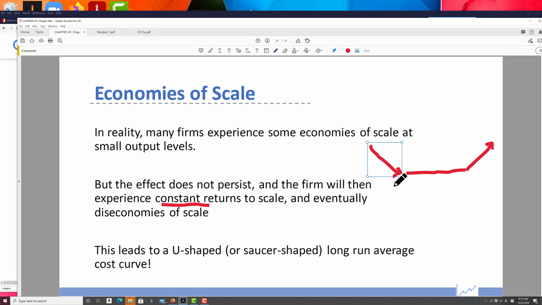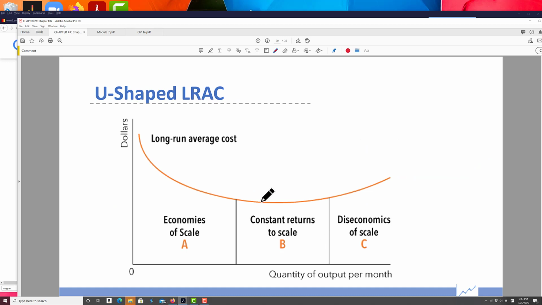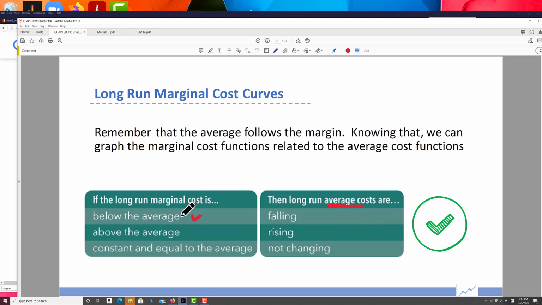So generally speaking, this discussion indicates a U-shaped long-run average cost curve like this. So in this region, roughly, we have economies of scale. In this region where the curve is more or less flat, we have constant returns to scale. In this rising portion of the long-run average cost curve, we see diseconomies of scale. Okay? So when long-run marginal cost is less than average cost, long-run average costs are falling.